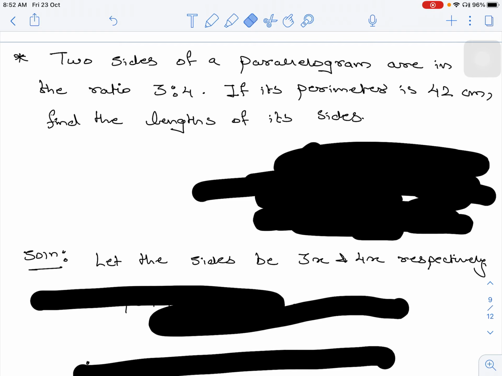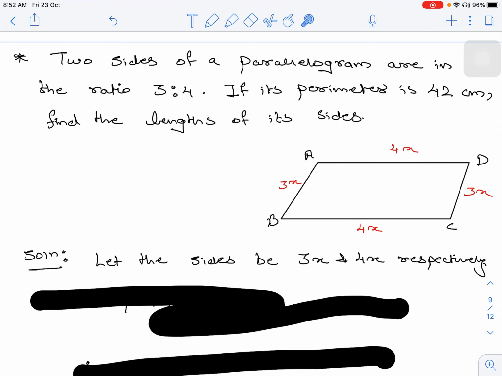If you consider the sides as 3x and 4x, we get this type of figure. Let us consider that this ABCD is a required parallelogram. If this side is 3x, the another one will be 4x. Now if this one is 3x, the side opposite to this will also be 3x, because we have seen that opposite sides are equal. If this one is 4x, this will also be 4x.